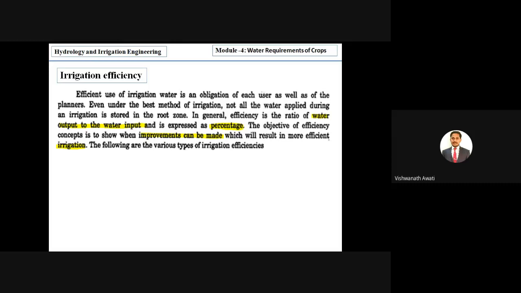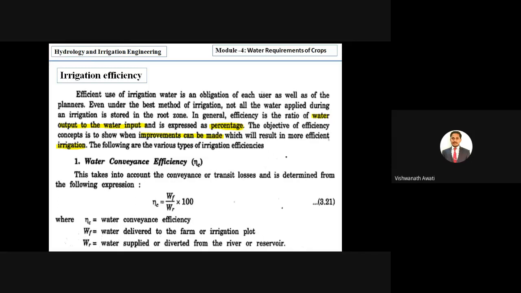So what is the importance of irrigation efficiencies? To improve the use of water and to get the best utilization of it and effective management of irrigation water. Correct. So the first irrigation efficiency is water conveyance efficiency, or you can call it eta C. So it is indicated with eta C.